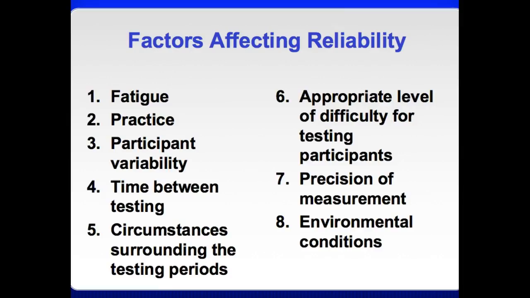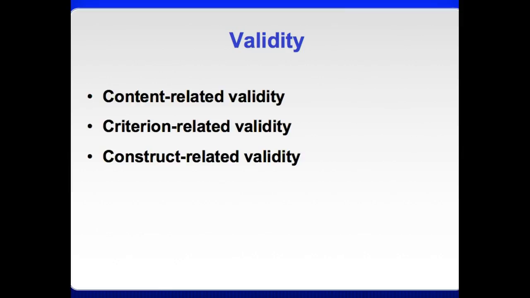Factors affecting reliability: fatigue, practice, participant variability, time between testing, circumstances surrounding the testing periods, appropriate level of difficulty for testing participants, precision of measurement, and environmental conditions. Validity: content-related, criterion-related, or construct-related.